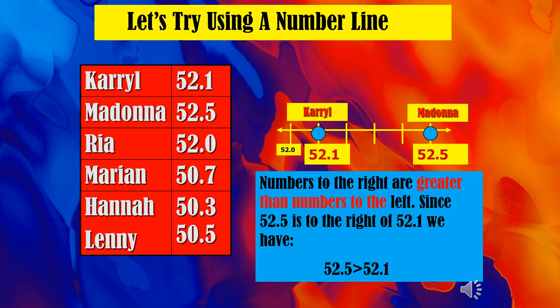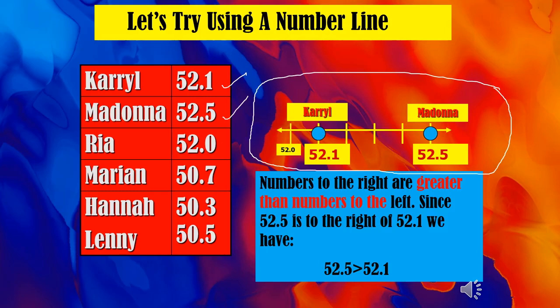Next, let us try using the number line. We will still compare the scores of Karil and Madonna using the number line. So this is the number line. We have 52. The score of 52 is Rhea. And then next is 52.1. That is Karil.